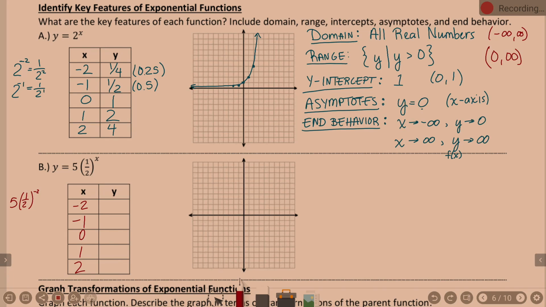So this is 5 times 2/1, if you will, to the +2nd. Well, what is 2/1 the same as? 2. So what math do we have to do here? Okay, 5 times 4, because 2 squared is 4. So this is 5 times 4, which is 20.